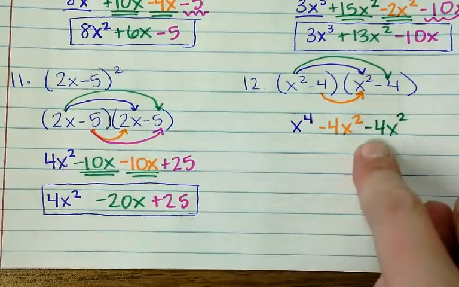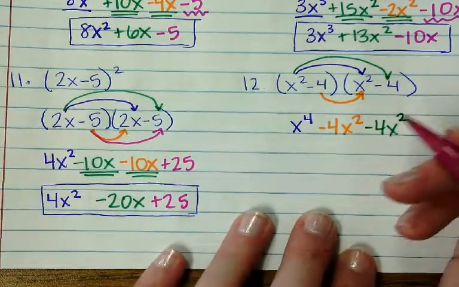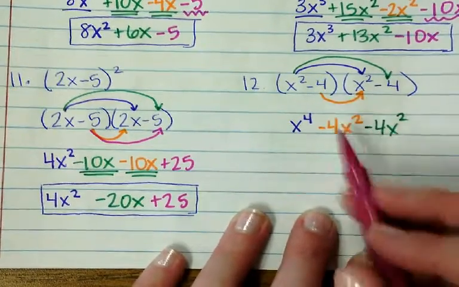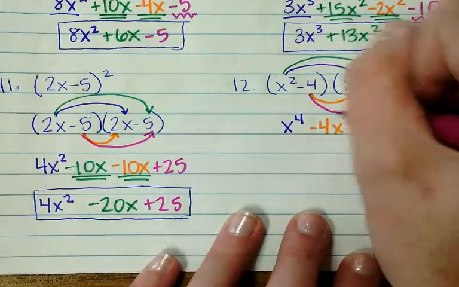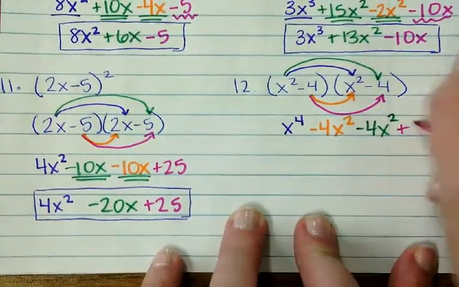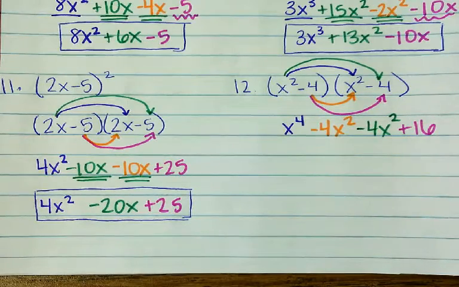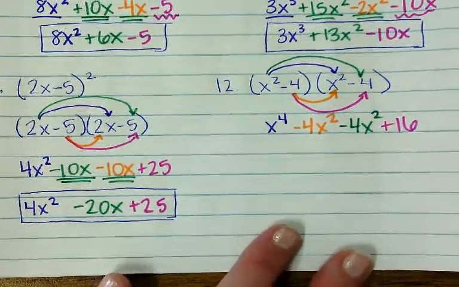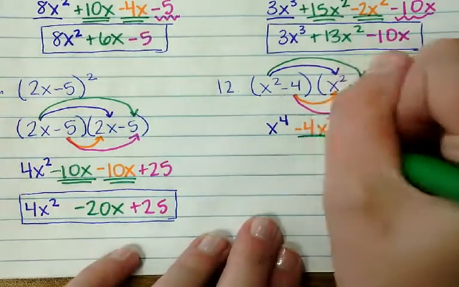All right? And then, Abby, what are we going to do for our last term here? -4 and -4. And that's going to be 16, right? So we have x to the 4th minus 4x squared minus 4x squared plus 16. And so, Stina, do you have any suggestions on what we need to do now? Yeah, we're going to put our -4x squared and our -4x squared together to get a -8x squared. Are you guys good with that?